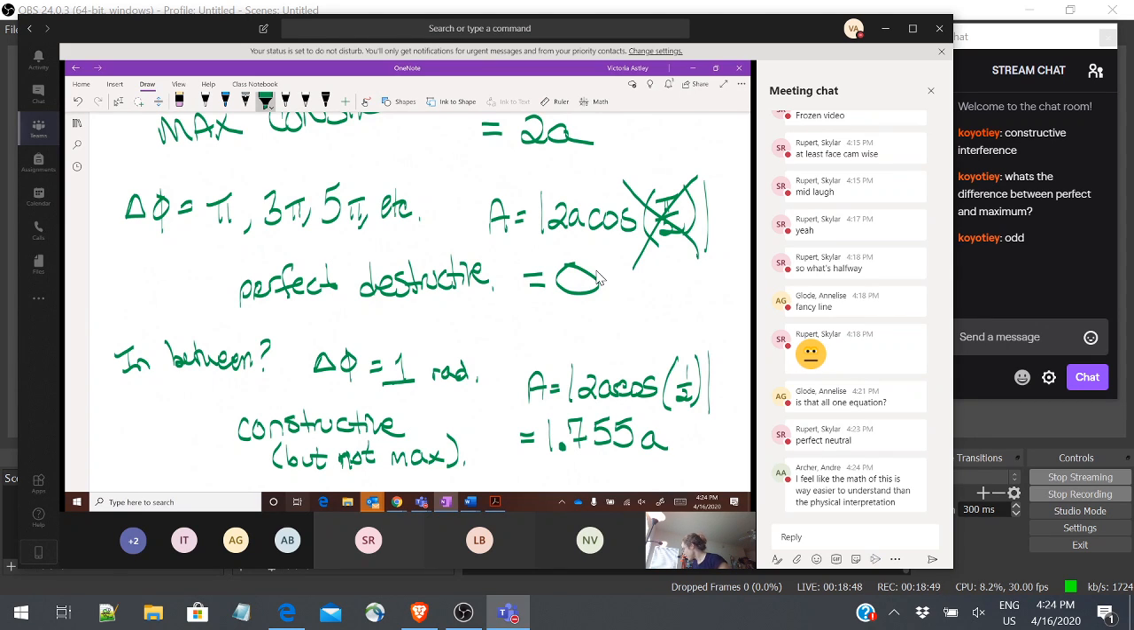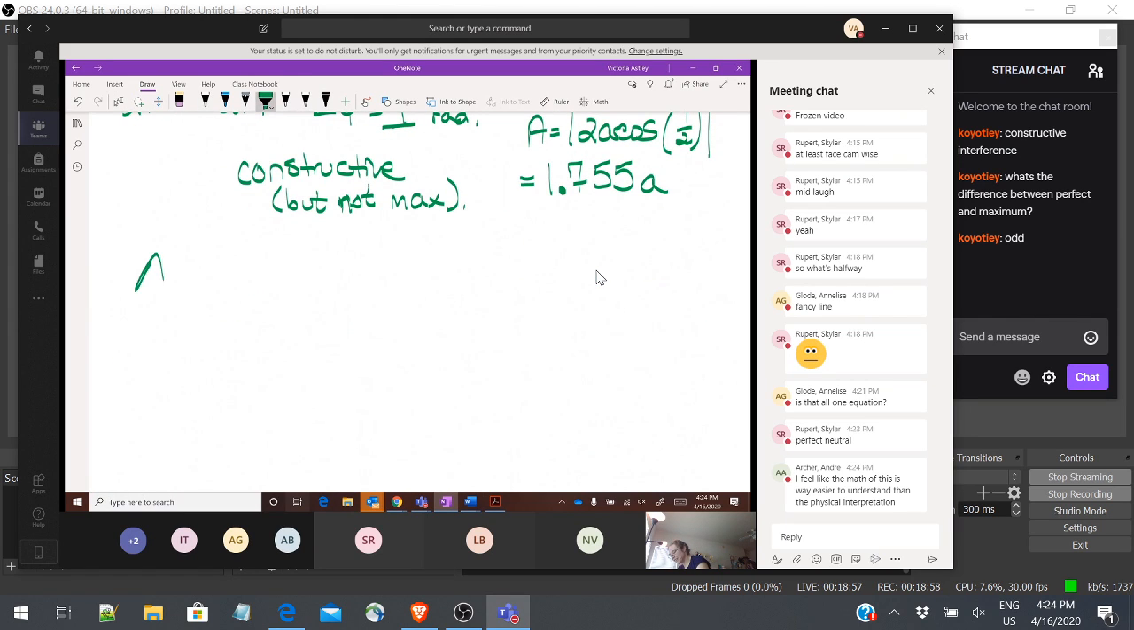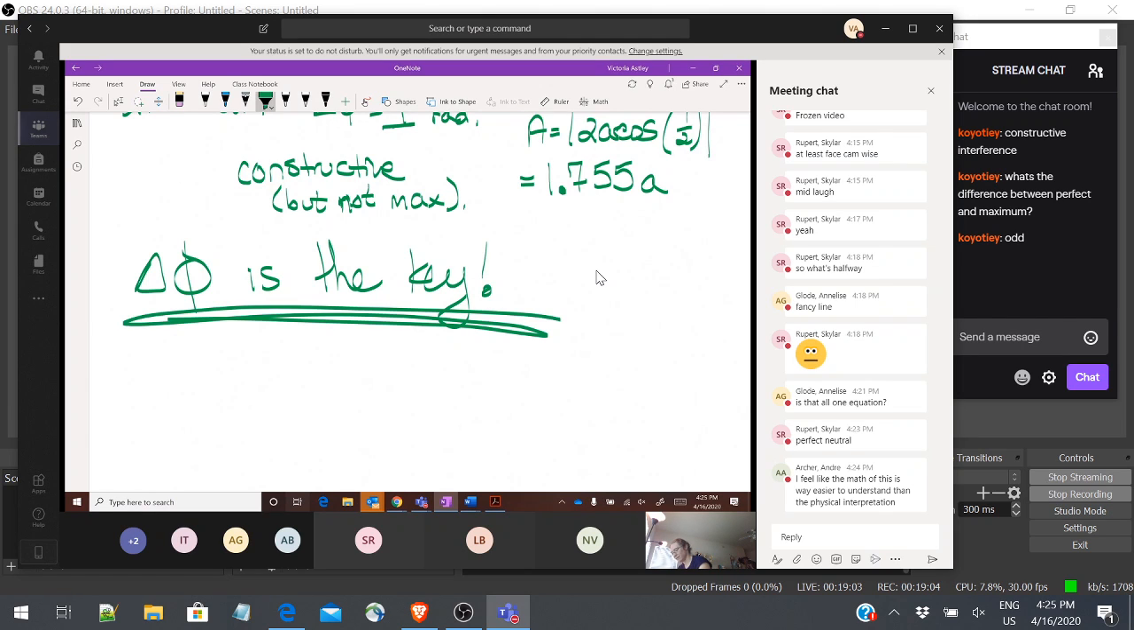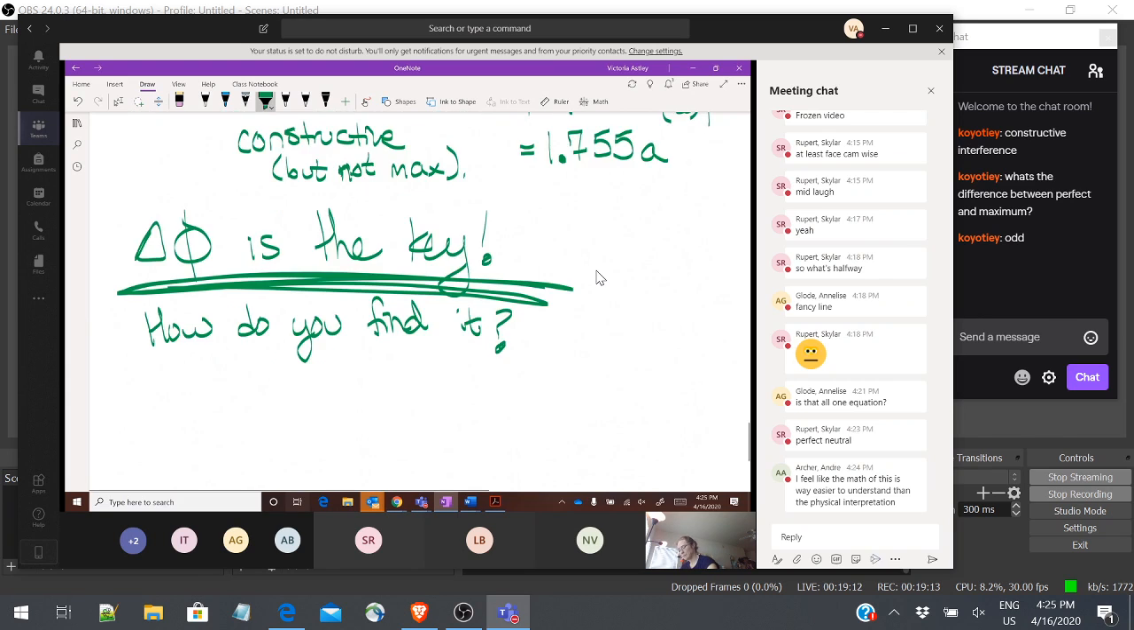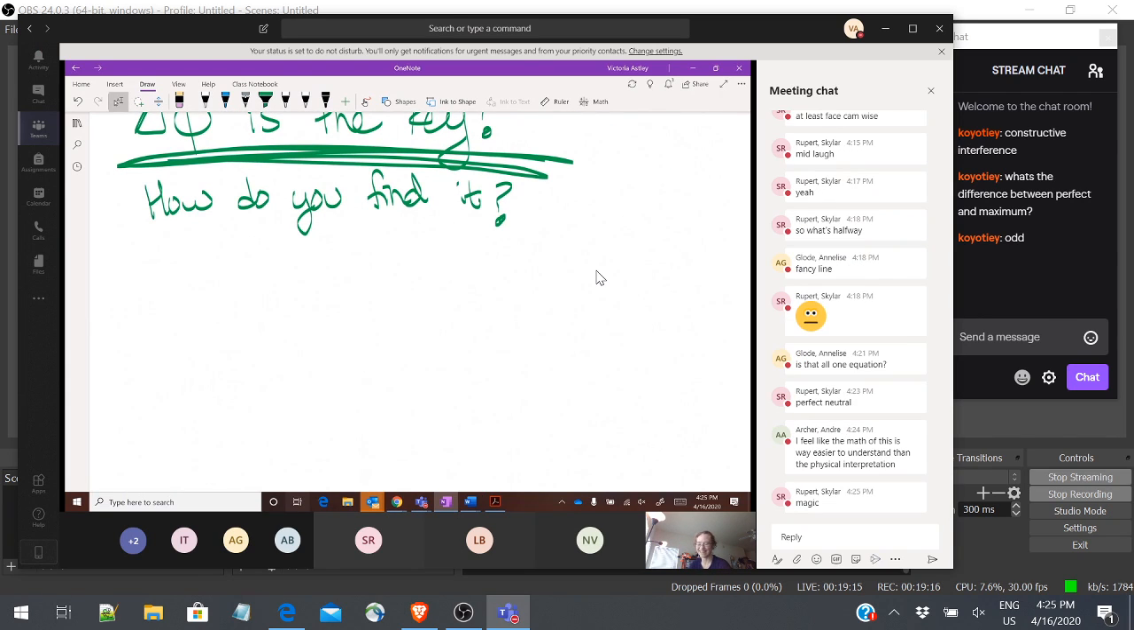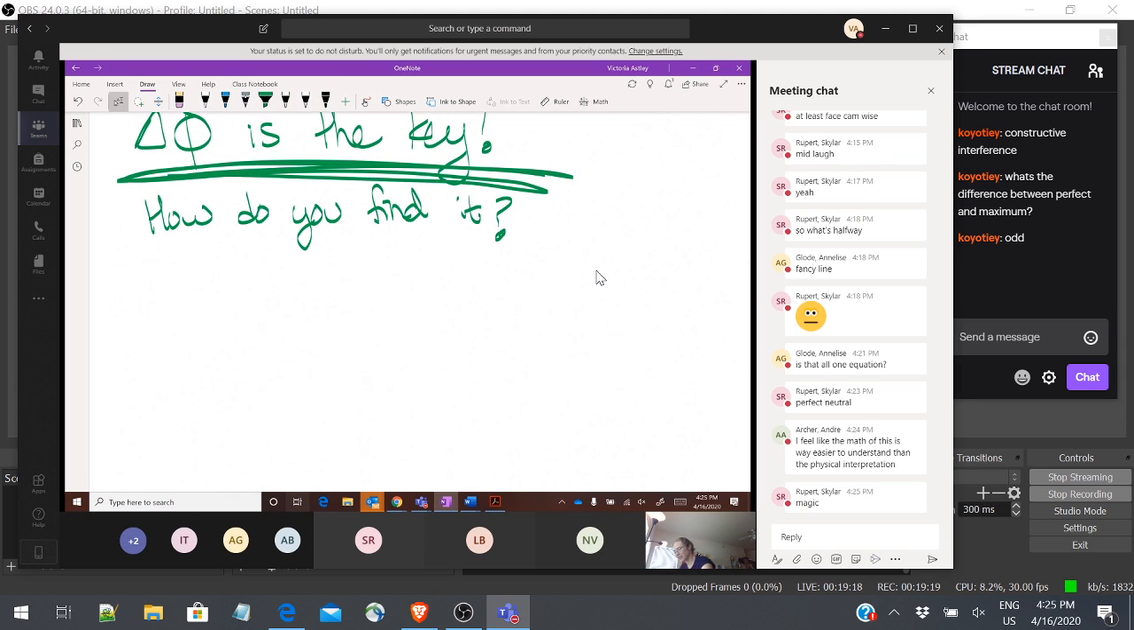Okay. Let's talk about how you find delta phi. Delta phi is the key. How do you find it? Magic. Well, you can look at a picture. That's what we've been doing. That's the sort of easy version. But you can also look at the math.